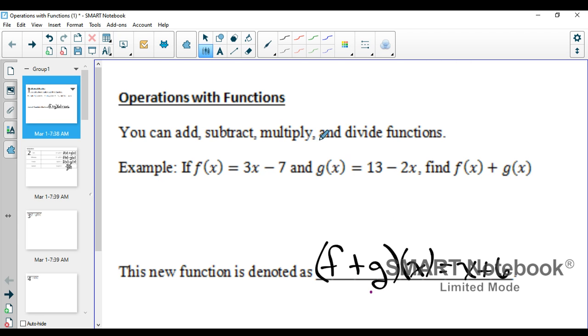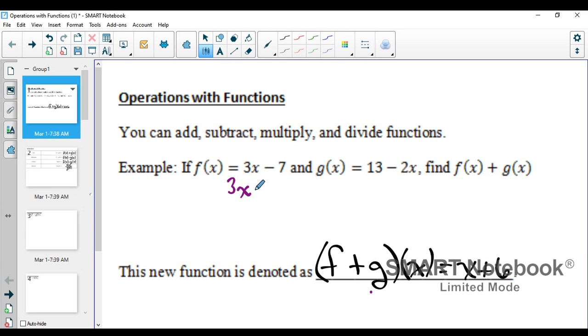All right, so the next set of notes that we have are operations and compositions of functions. We're going to start with operations because it's something we've already done before. It's just learning a new way to write it and understand the way that it's written. So if f of x equals 3x minus 7 and g of x equals 13 minus 2x, we're going to find f of x plus g of x. So we're just adding them together.